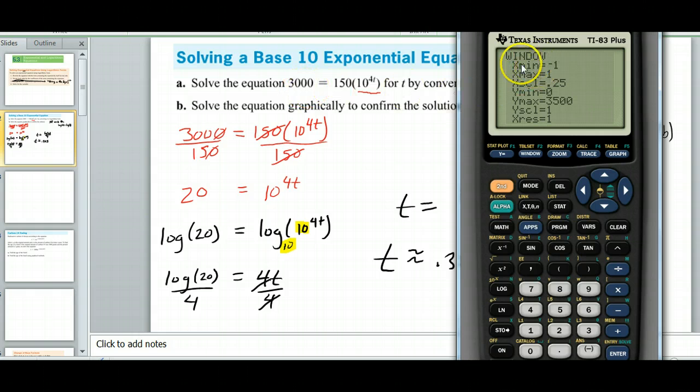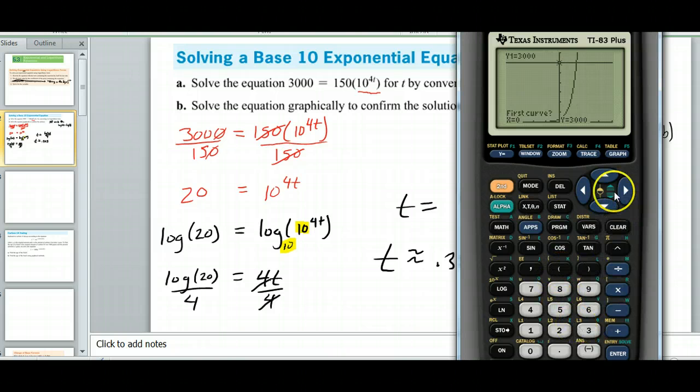So notice my window only goes from -1 to +1. My scale is just a quarter, just so I can have some dots down there to kind of know where I am on the graph. And then my y-min, I went from 0 to 3,500 just so I'd have enough room to see the intersection. I'm going to make my y scale 500 and then graph it. So there's the 3,000, and then here comes that function that, again, grows extremely fast, and there's our intersection. So we want to find that intersection.